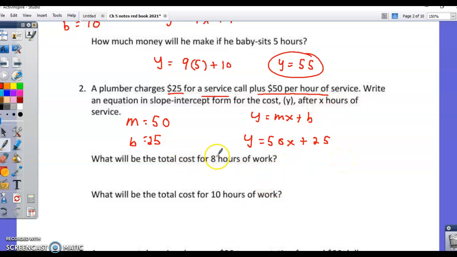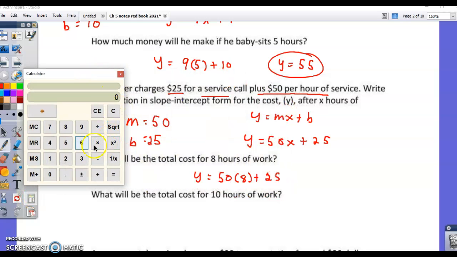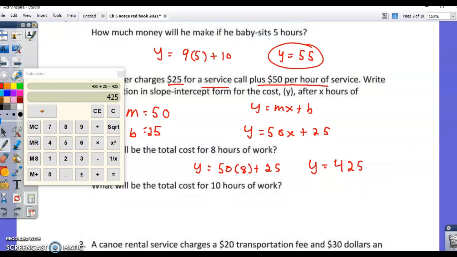So if you work 8 hours, how much would you make? We can just substitute 8 in for x. Y equals 50 times 8 plus 25. So again, you just type that into your calculator. 50 times 8 equals 400 plus 25. So your y would equal $425.